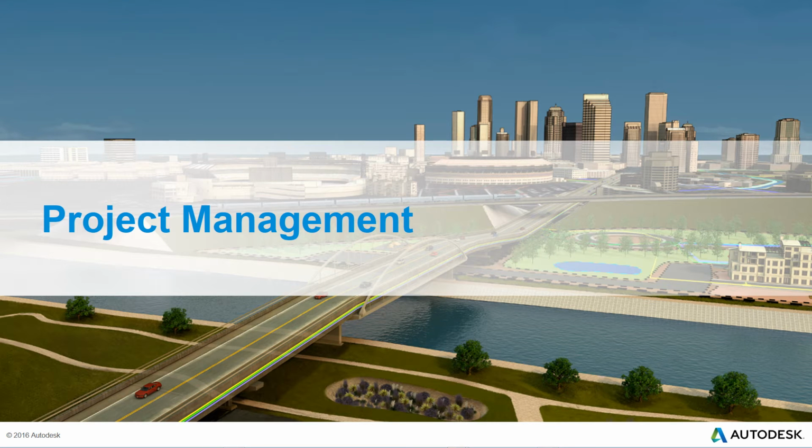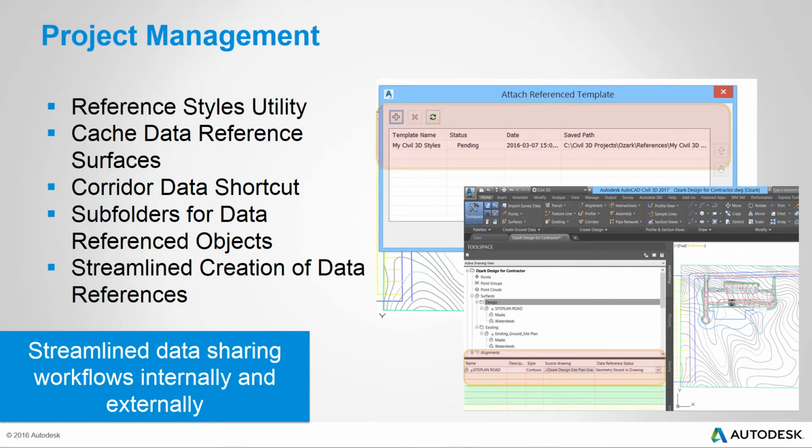Our first category is project management. This first set of demonstrations is packed full of new and improved workflows to help streamline project data management for any project. Reference Styles utility is a powerful new feature that allows any styles in an existing drawing to be synchronized with the styles in an external reference template. The new ability to cache a surface means that you can save the geometry of a reference surface in a design drawing that contains the data shortcut reference. Creating a corridor data shortcut and referencing it in a working drawing is now available in AutoCAD Civil 3D 2017.